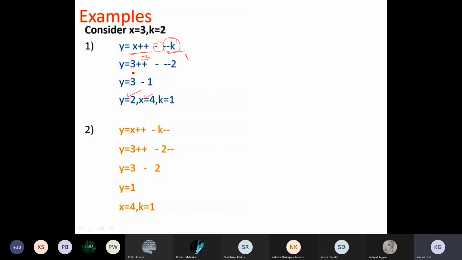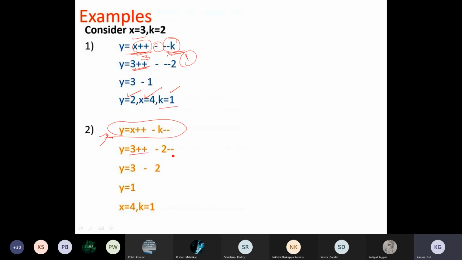What about the x value? The x value is incremented by 1. X was 3, now it is incremented by 1. Correct? Okay. What about k? K is already decremented. I am going to keep the same value there. So k is equal to 1. It is pre-decrement. Is that clear? This is how exactly it is used inside the expressions.